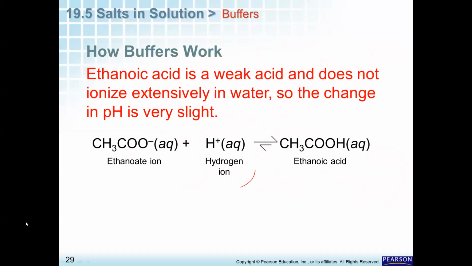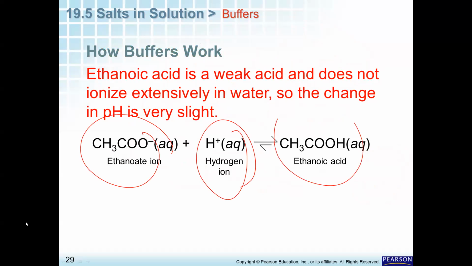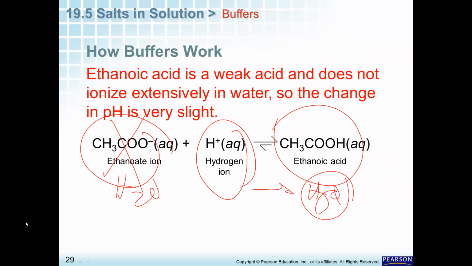Okay, so if we add a hydrogen ion, it will react with the ethanoate and will produce ethanoic acid. And ethanoic acid, again, is a weak acid, and that is not going to change the pH. But if we didn't have this, if we had water only, that with H plus would produce hydronium ion. And that, of course, will drop the pH.